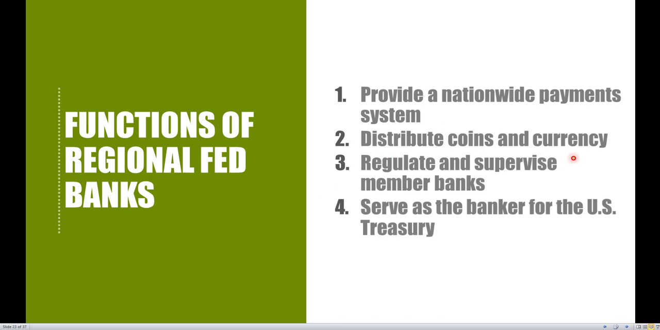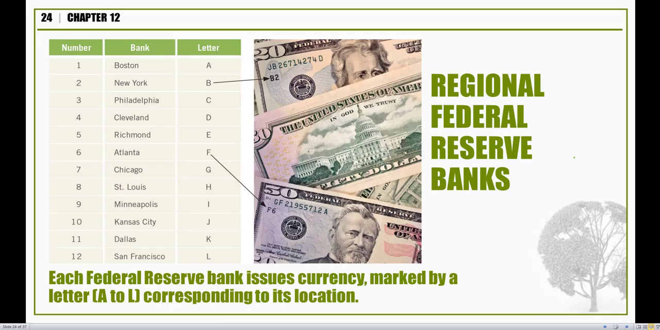Also, in terms of distributing coins and currency, there are some unusual things about this. If you take a look at a few bills that you have in your purse or wallet, you're going to notice that there are specific letters attached to the serial numbers. Where these letters show up on the bill tells us exactly where the bill was printed. If you see the letter B, this bill was printed at the Federal Reserve Bank in New York. If you see an F, it was printed in Atlanta. This is just a little bit more informational for you. Each Federal Reserve Bank issues currency, which is marked by a letter A to L corresponding to its location.